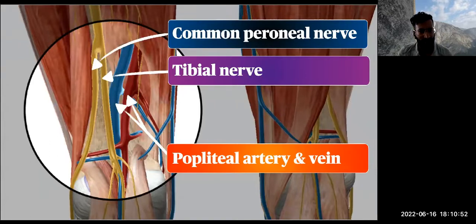This image just briefly covers some of the landmarks. At the popliteal fossa, usually around the apex, the sciatic nerve will bifurcate into its branches, the common peroneal nerve and tibial nerve. And it's usually around this branch point that we try and locate the nerve and block it there. Some of our landmarks are the popliteal artery and to a lesser degree the vein, but more so the artery.